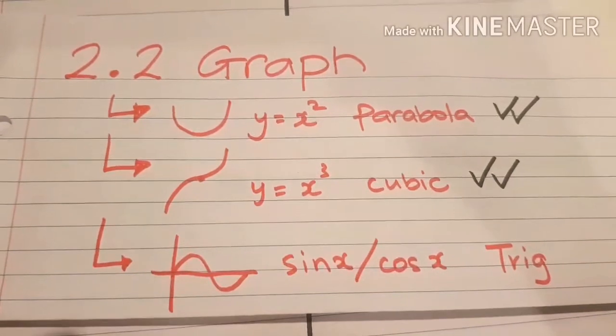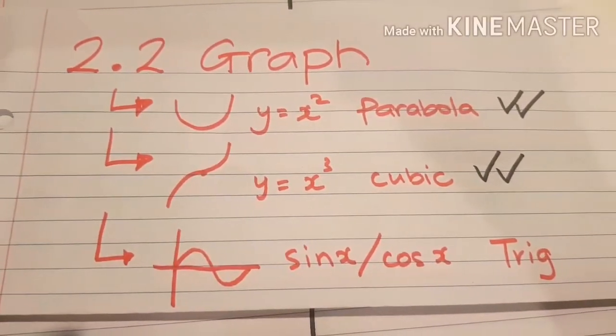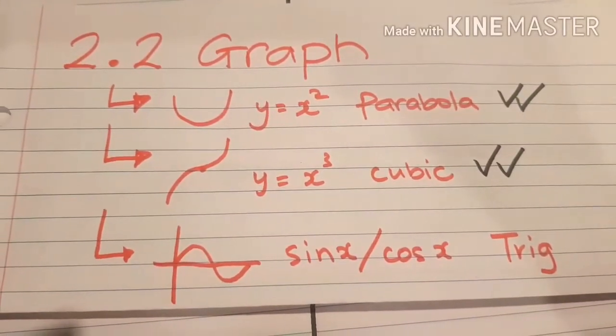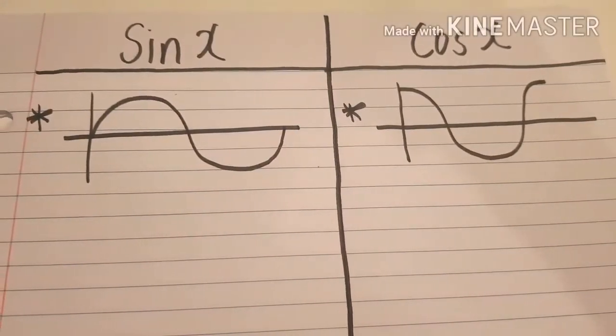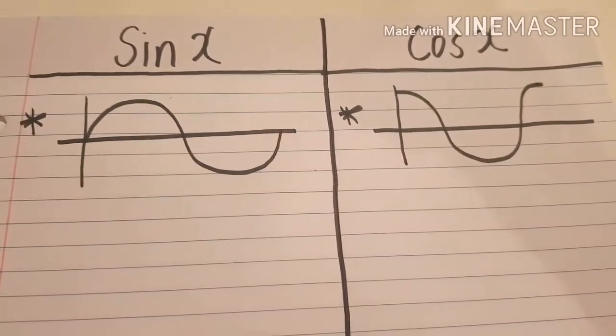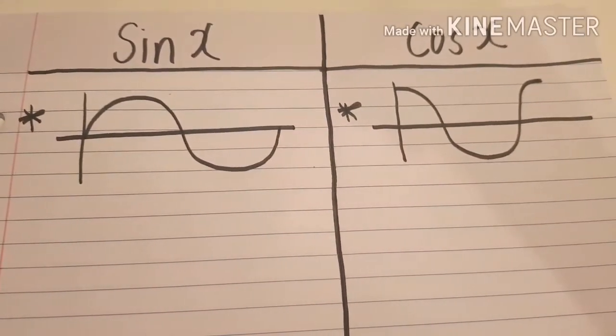In the last two videos we went over how to find the equation of a parabola and a cubic. Today we're going to find the equation for trig functions, the sine and the cosine graph. Here are the sine graph and the cosine graph. What is the difference?